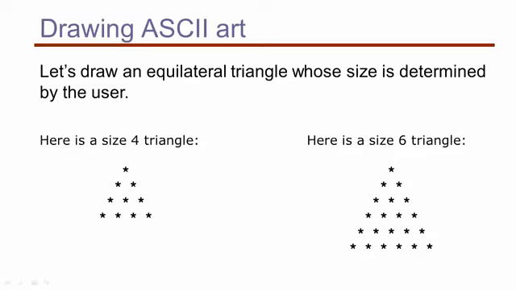Here we see two examples, a size 4 triangle and a size 6 triangle. Notice how each side of the triangle is made up of the same number of stars, and how the star at the top of the triangle is centered over the base of the triangle.